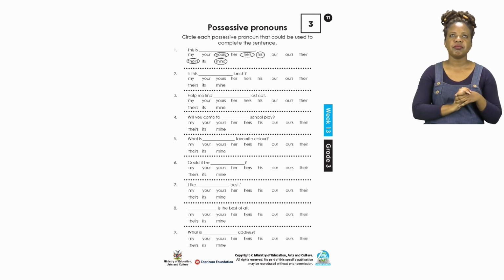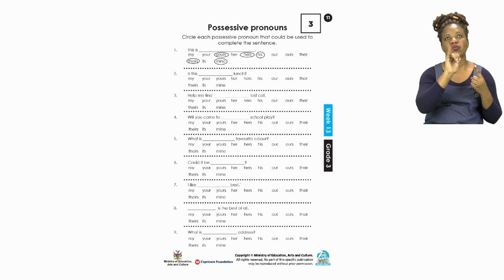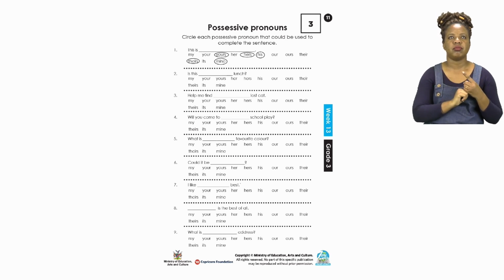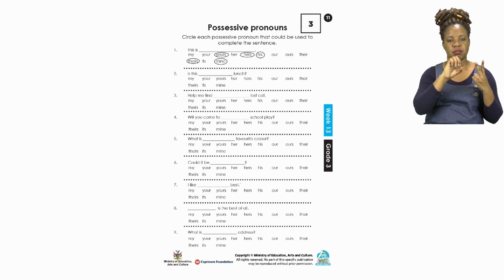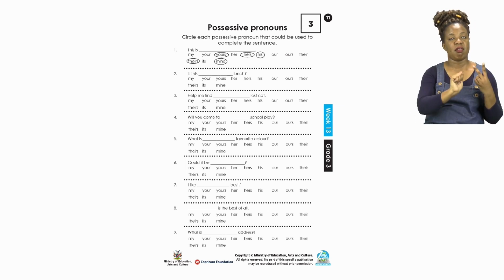The first possessive pronoun we're going to put is the word yours. Now let's read the sentence with the word yours. This is yours. Very good. That means that it is correct. So that's why they circled the word yours. The next one we're going to try is hers. This is hers. That is also correct, which is why it is circled. The last one that we're going to try is the word mine. This is mine. Yes, it is also correct.